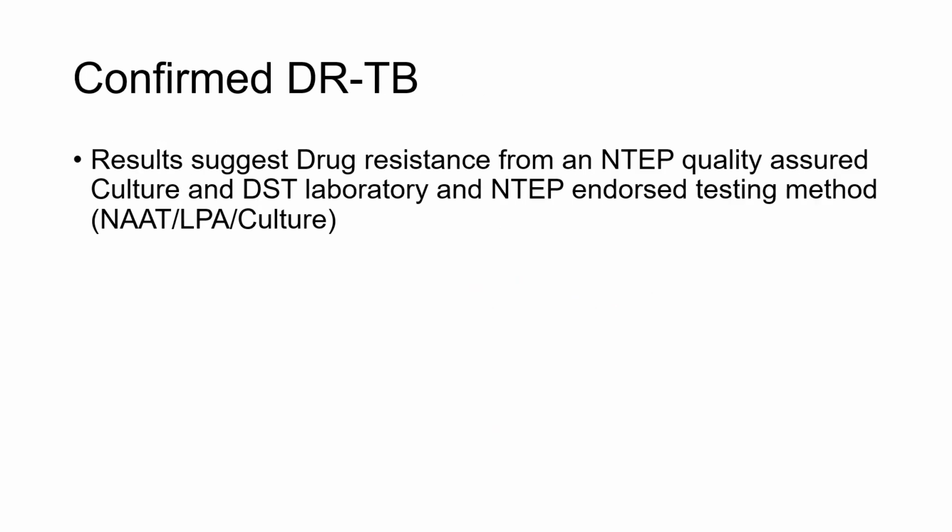And next, obviously, we have to know who is a confirmed drug resistant tuberculosis. A confirmed drug resistant tuberculosis is a case where the results suggest drug resistance from an NTEP quality assured culture or drug sensitivity laboratory and NTEP endorsed testing method. What are the NTEP endorsed testing methods? That is NAT, LPA and culture.